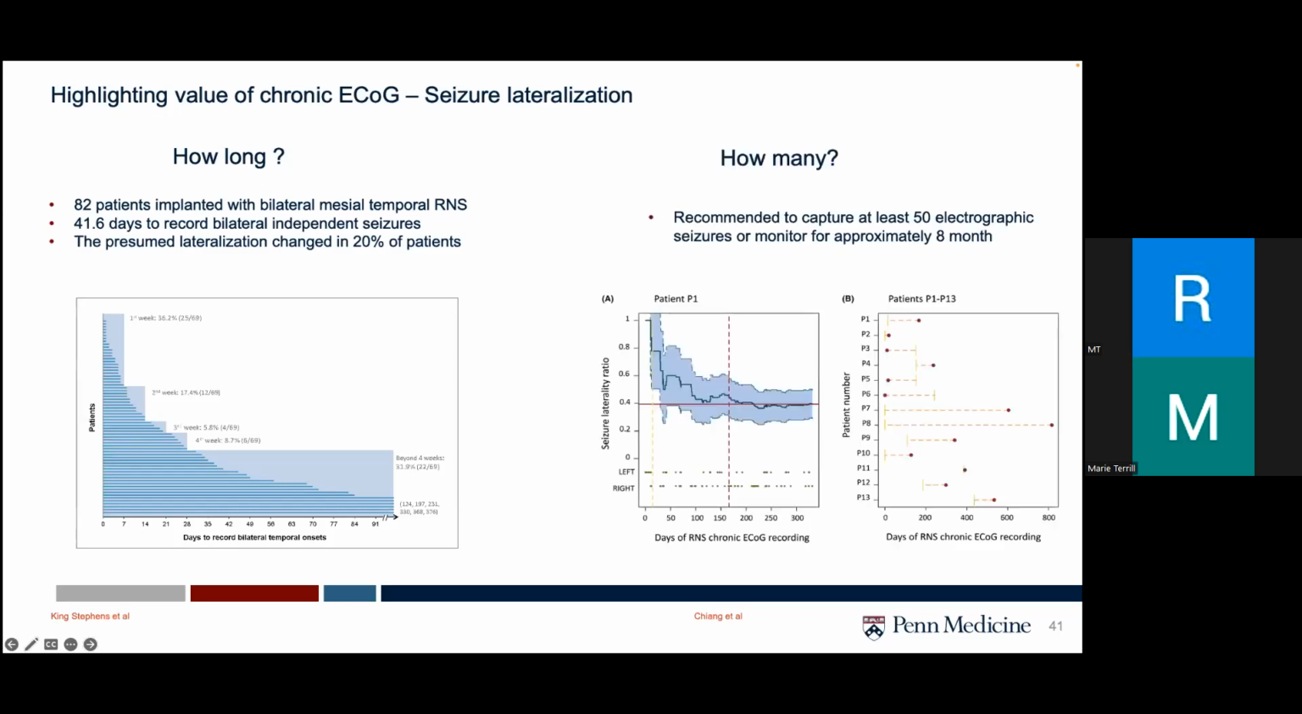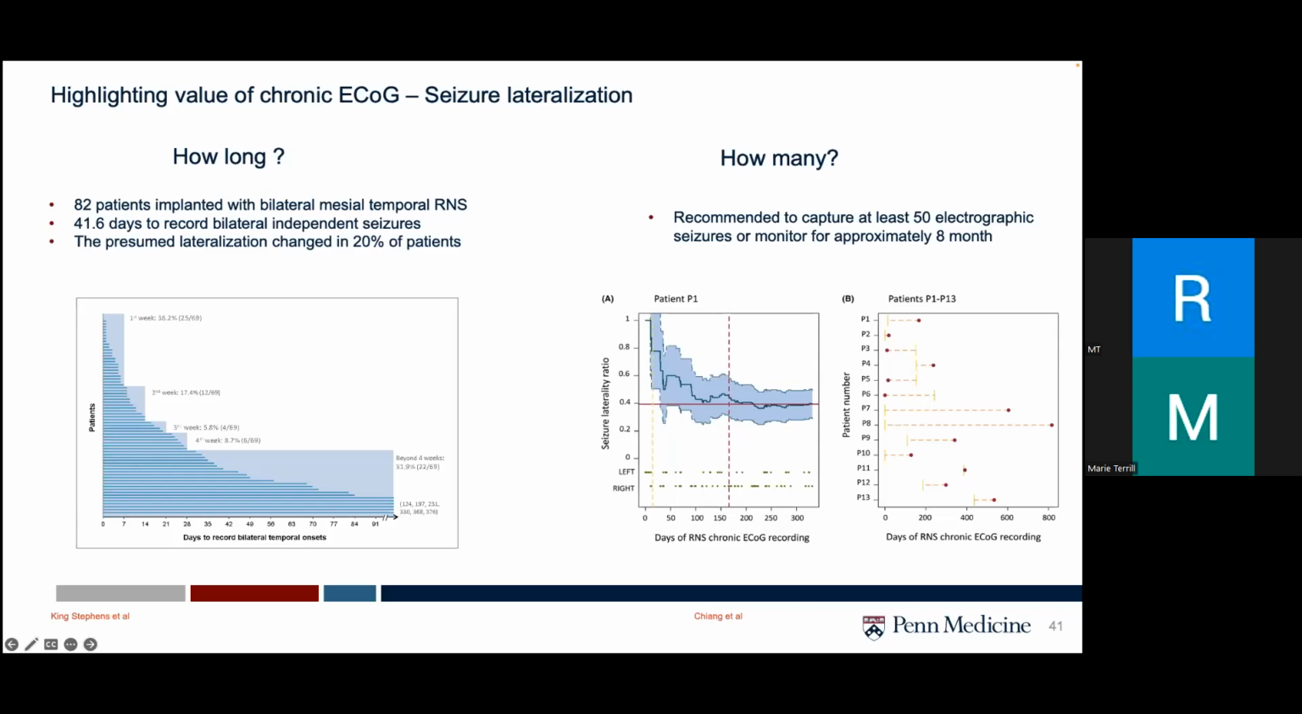Now, the group from UCSF came up with this study, which is a relatively recent study, to estimate the duration: how long do you need to record to achieve stable estimates of seizure laterality, and how many seizures do you actually need to feel comfortable with that laterality. And they made some recommendations for clinical decision-making. They had about 13 patients in this, with drug-resistant bitemporal mesial epilepsy, who were implanted for at least 1 year with the RNS system.